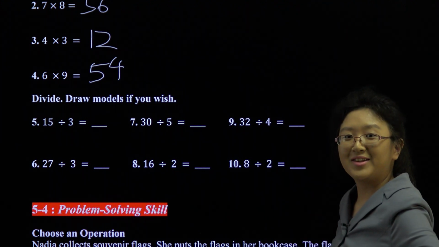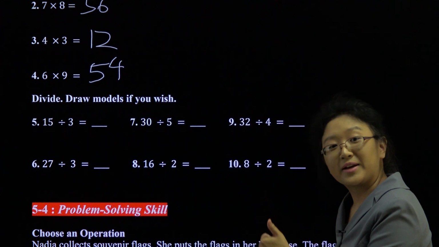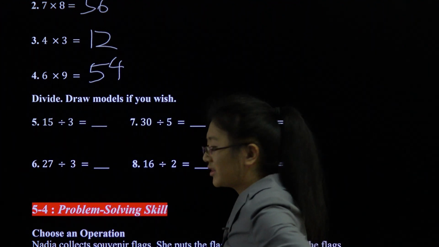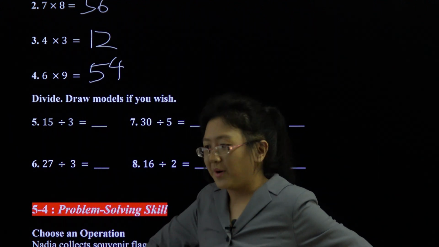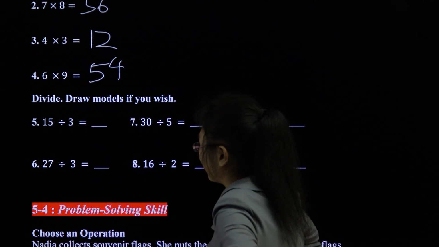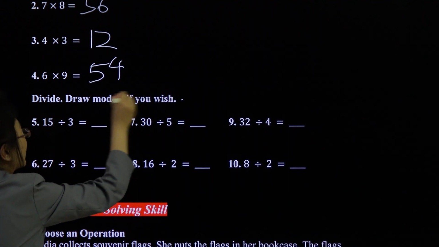If you want to survive those 7 years, remember your multiplication table, please. Well, it's not the only thing that you have to do to survive those 7 years, but it's one of the big things that you do have to do. Draw models if you wish. Don't. It's not going to help you.